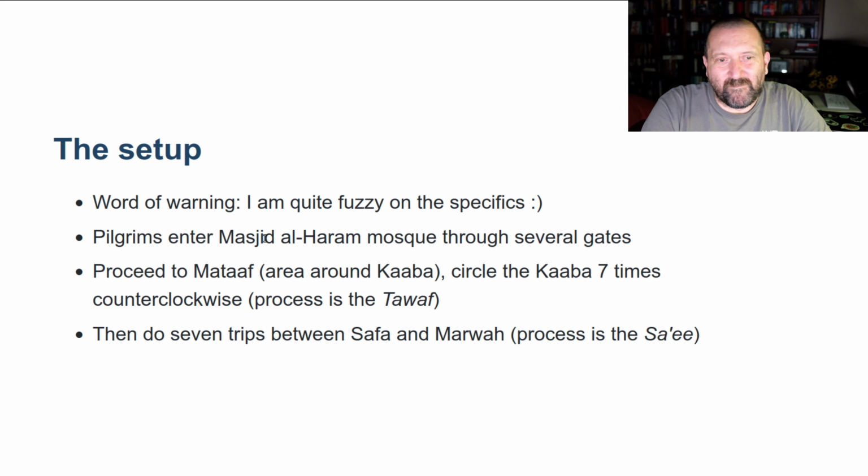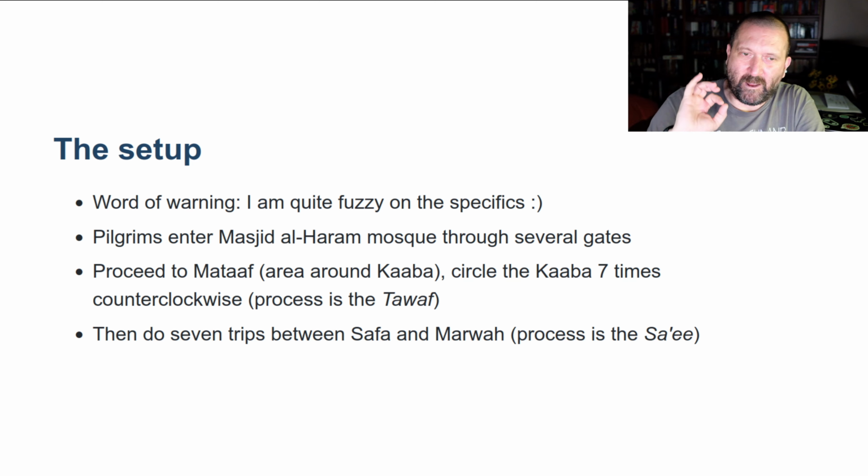So the main timeline of things is that pilgrims enter the mosque through several gates. They proceed to an area around the Kaaba, this cube. I have pictures later, okay? They circle the Kaaba 7 times counterclockwise. And then when they are done with this, they do 7 trips between 2 locations that are still part of the mosque, but that are a bit further away.